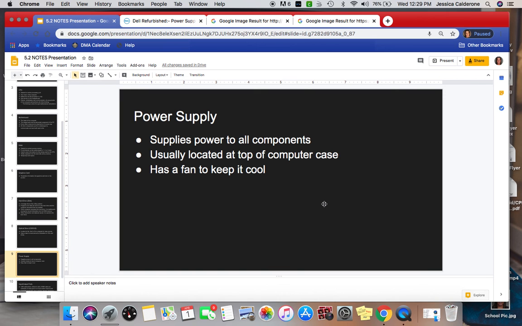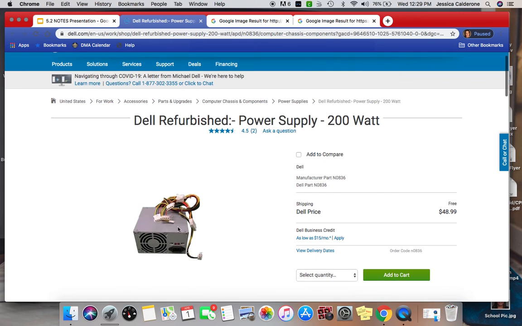Okay, the power supply is usually located at the top of a computer case for a desktop. And for a desktop, this is what it's going to look like. Okay, power supply for a laptop is going to be a little bit different, and that's where you plug in your charging cord.